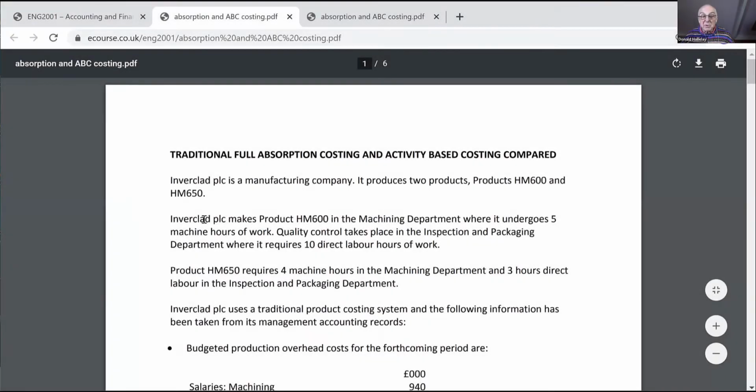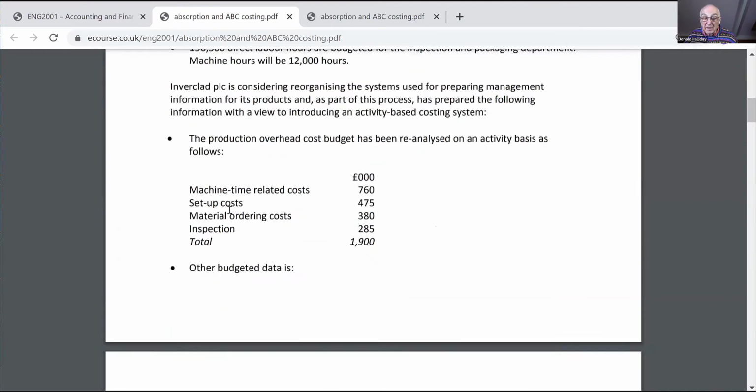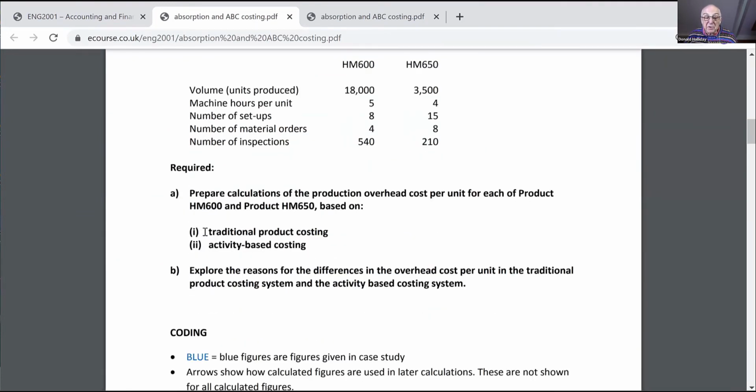We were looking at this particular case study, which was a very simple case study to bring out the differences between absorption costing or full absorption costing and activity-based costing. In the first meeting, we went through the calculations and the question basically on the basis of traditional product costing. If anybody refers you to traditional costing, then they mean absorption costing.